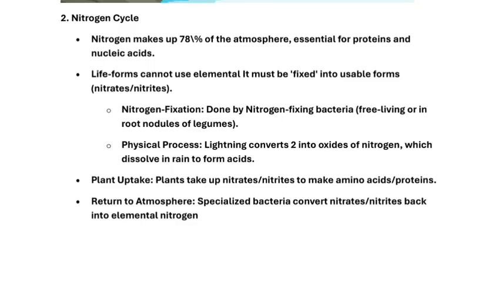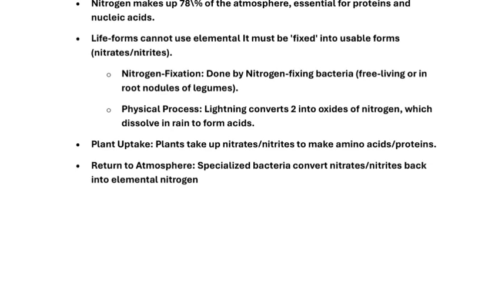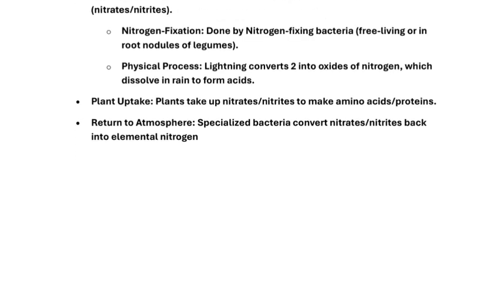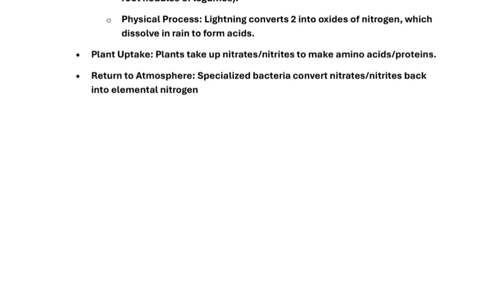Physical process: lightning converts N2 into oxides of nitrogen, which dissolve in rain to form acids. Plant uptake: plants take up nitrates and nitrites to make amino acids and proteins. Return to the atmosphere: specialized bacteria convert nitrates and nitrites back into elemental nitrogen.